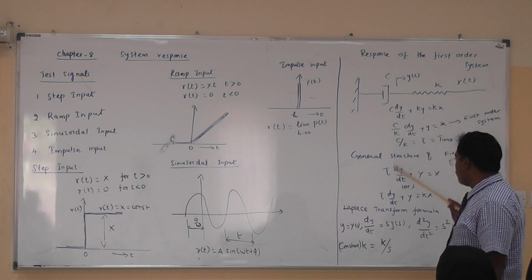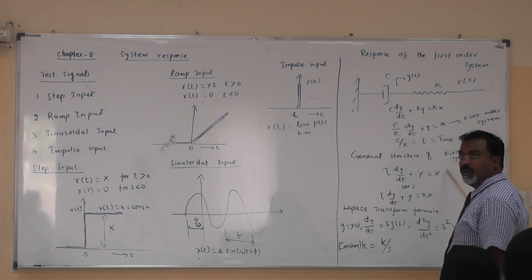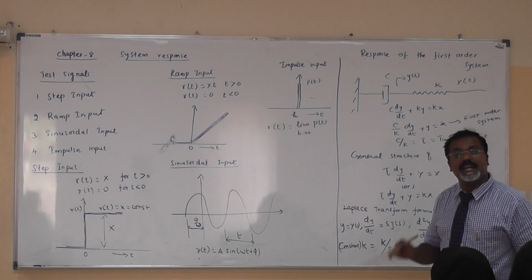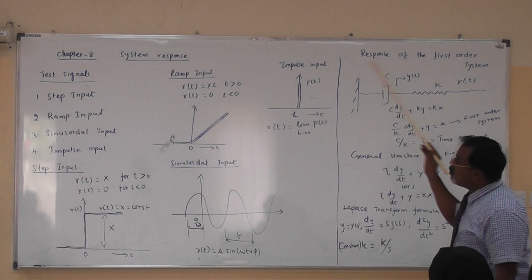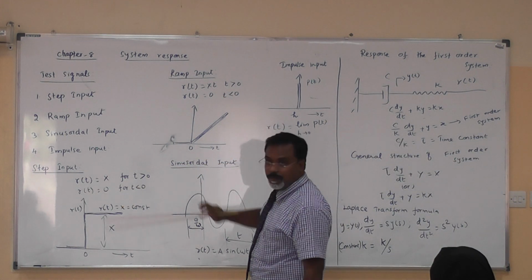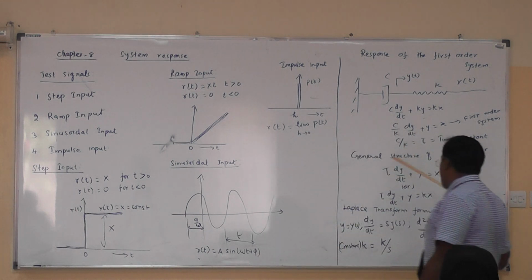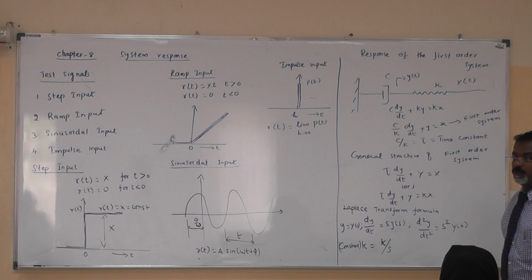The general equation of the first order system is tau into dy by dt plus y equal to x. This is the generic equation, the general equation of the first order system. You are going to give one test signal, any one of the test signals. You assume first we are giving the step input. So the step input we are going to give in this system, and then after that we are going to find what will be the response of the system.